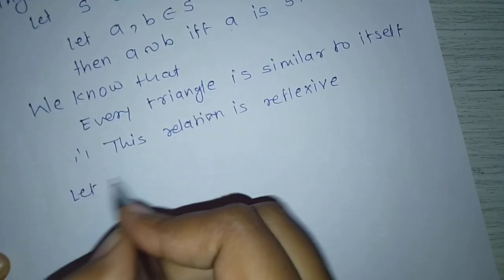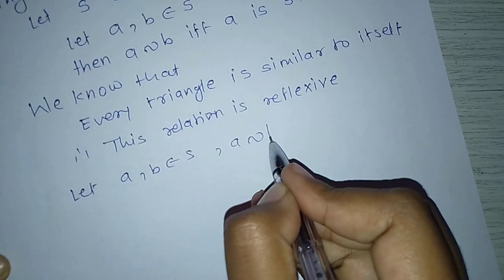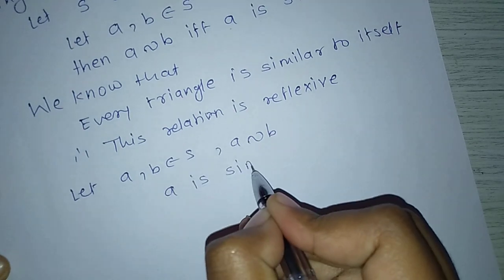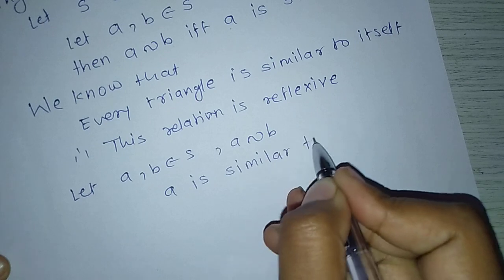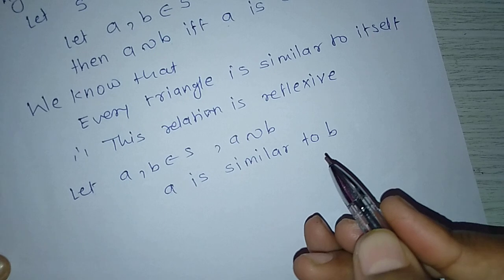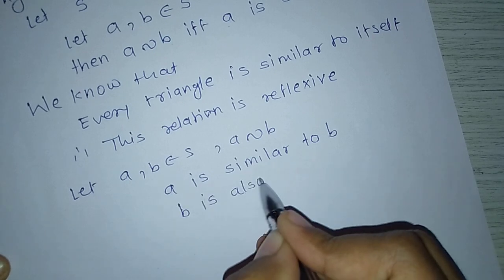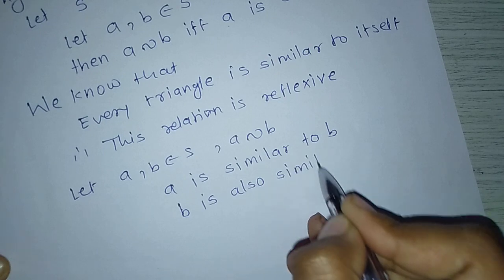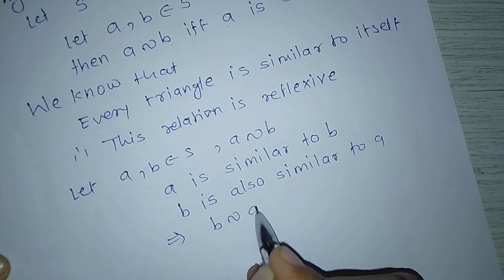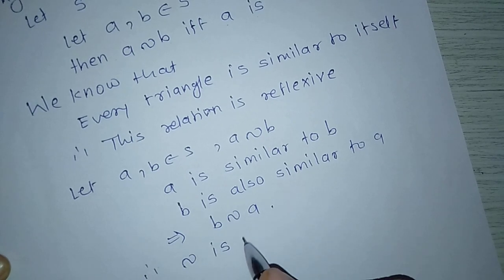Now let A, B belong to S. Consider A relates to B, which means A is similar to B. A is similar to B means B is also similar to A, which implies B relates to A. Therefore, tilde is symmetric.